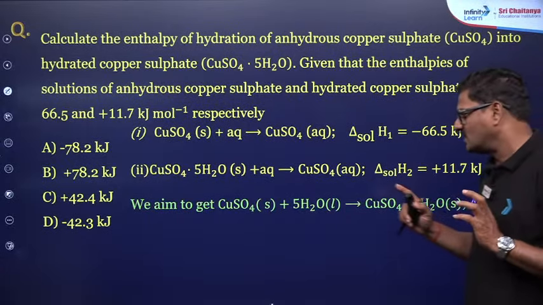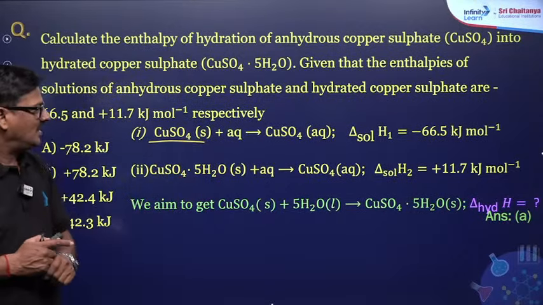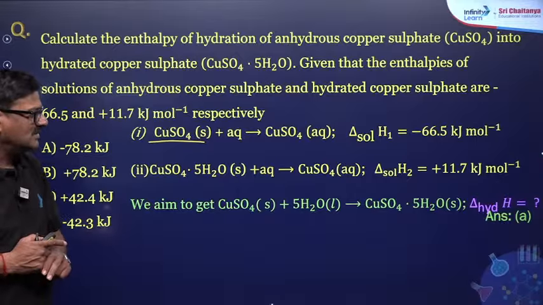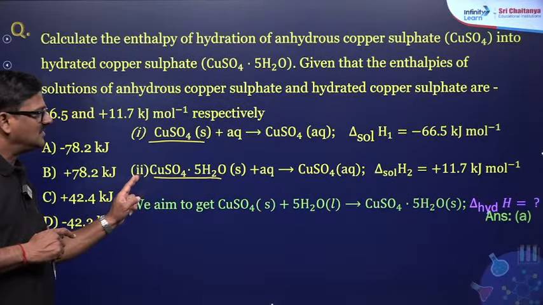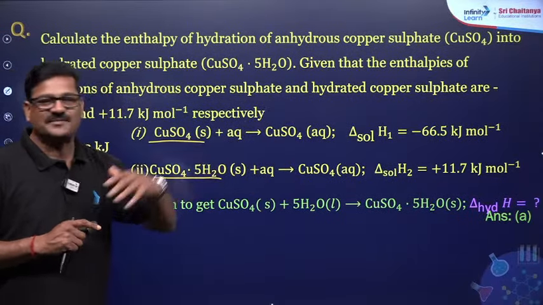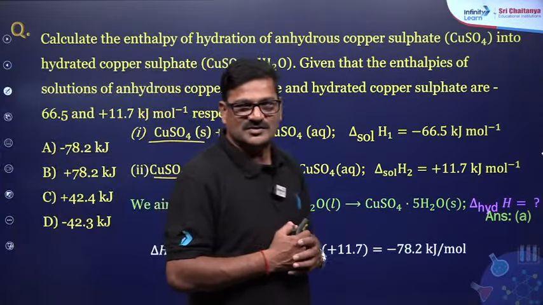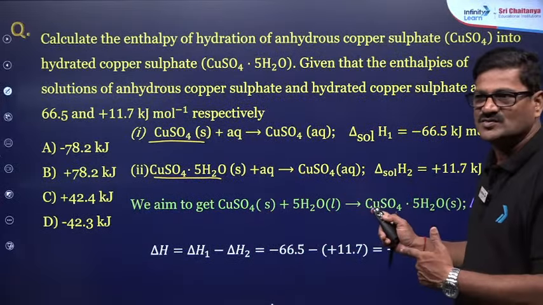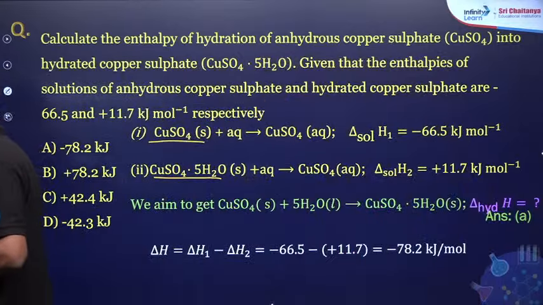Simple. Copper sulfate solid should come in the reactant, and copper sulfate dot 5H2O should come in the product. So reverse the second equation and subtract it from the first equation, and you are going to get minus 78.2. Are you getting it or not? This is the best way to solve thermochemical equations. Are you getting it or not? Or do you want me to solve it by my handwriting? That also I can do. Right? Satyam.